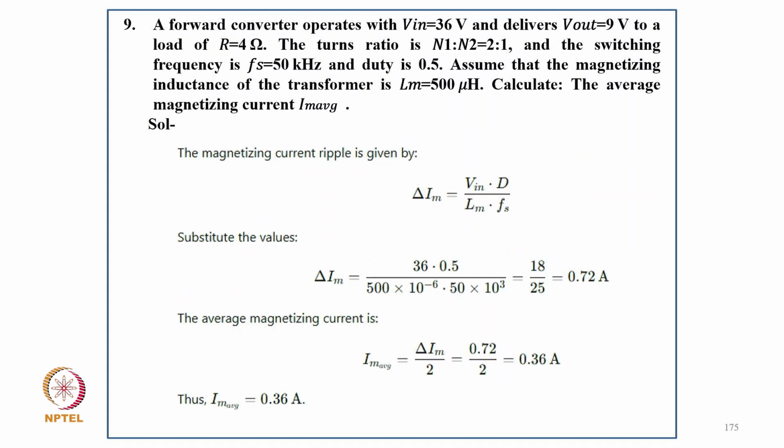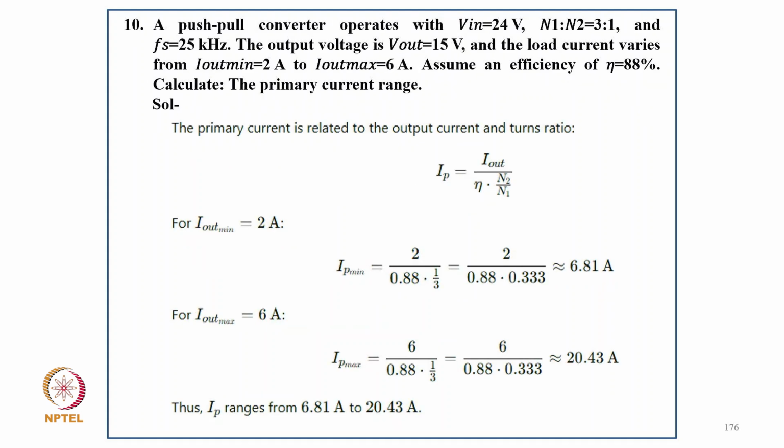Problem 9: a forward converter operates at V_in equal to 36 V and delivers 9 volt to a load of R equal to 4 ohm. The turns ratio N1 upon N2 is 2 to 1. The switching frequency is 50 kHz and the duty cycle is 0.5. Assuming the magnetizing inductance of the transformer L_m equal to 500 microhenry, find the average magnetizing current. Calculate the magnetizing current ripple: delta I_m is V_in D upon L_m f, so delta I_m is 0.27. The average magnetizing current is delta I_m by 2, that's 0.36, so this becomes 0.36 ampere.